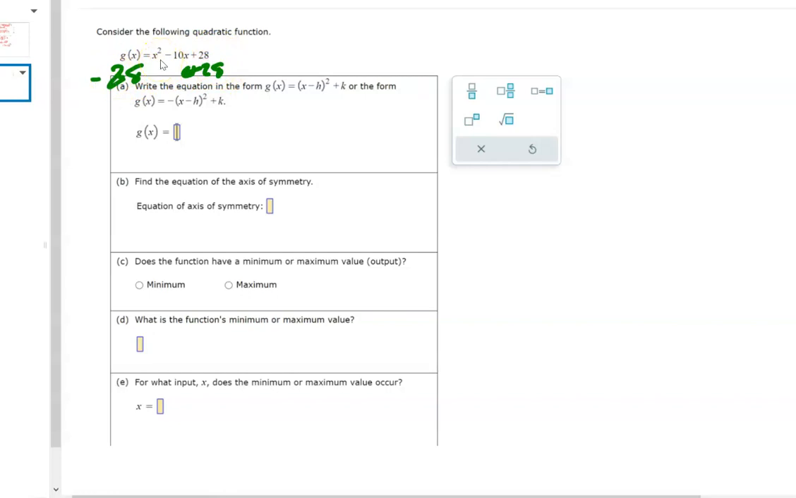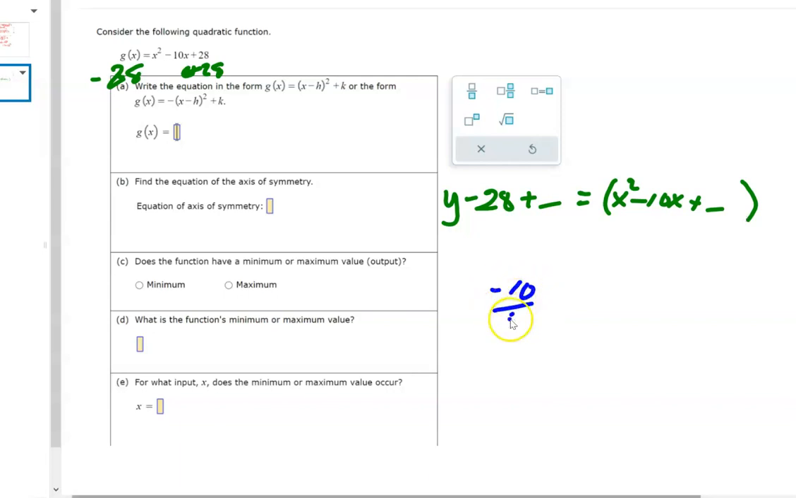So now I'm going to use y instead of g of x. So I have y minus 28 plus blank equals. Now on this side, I don't need to factor anything out. So I have x squared minus 10x plus blank. So I take my b, which is negative 10, and divide that by 2, which gives us negative 5, and I square it, which gives me 25. So I'm really adding 25 to both sides.